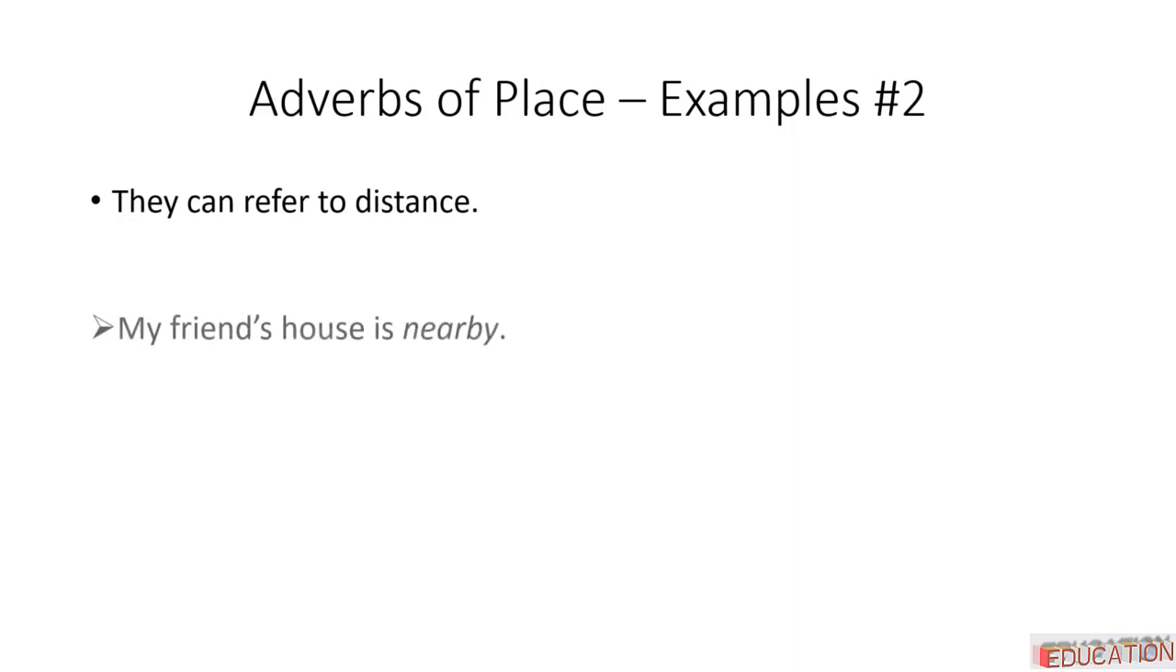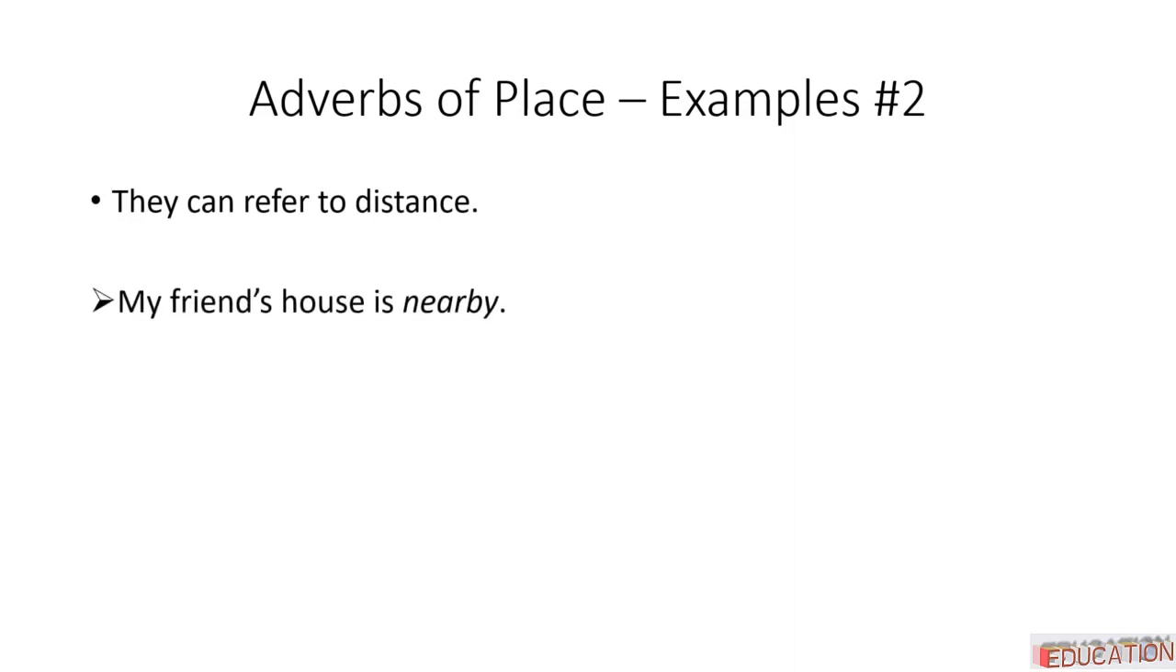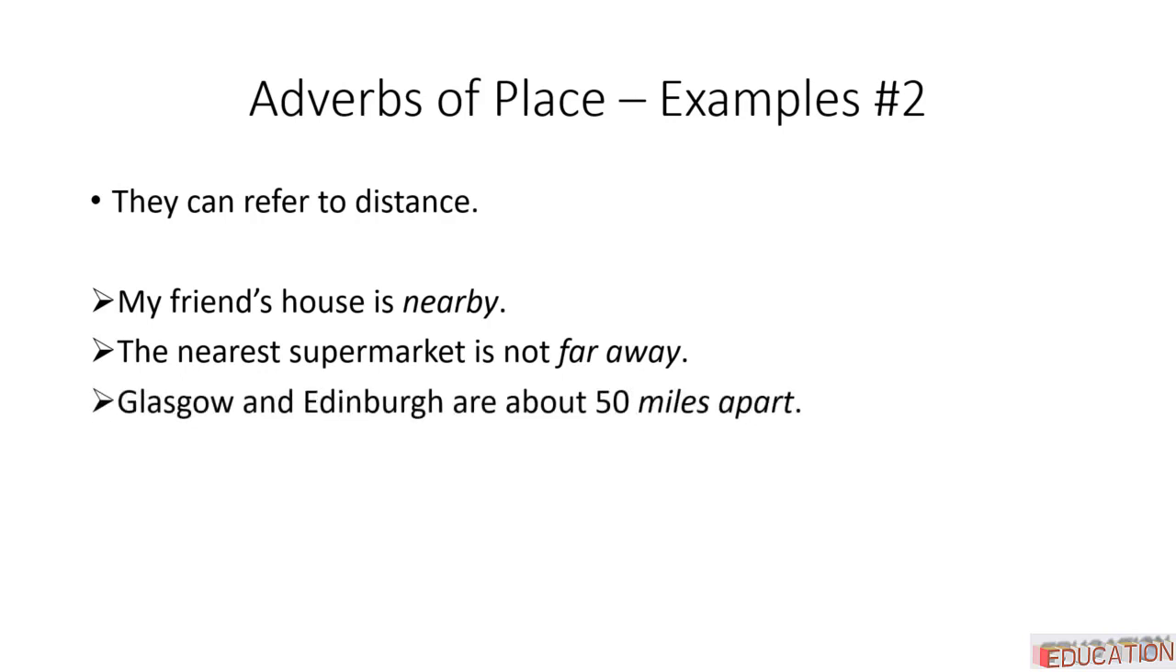Referring to distance. My friend's house is nearby. The nearest supermarket is not far away. Glasgow and Edinburgh are about 50 miles apart. So the last example is more of a specific distance. The first two are general distances.